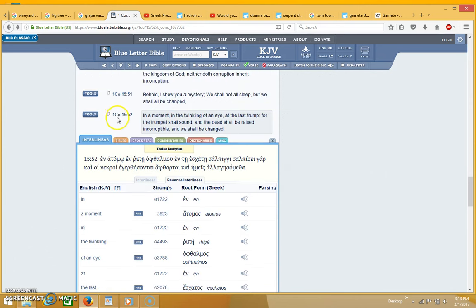Okay, so when you go back to 1 Corinthians 15:52, it says, in a moment, in an atom, in the casting or at the casting down of an eye, at the last trump, for the trumpet shall sound, and the dead shall be raised incorruptible, and we shall be changed. We'll be changed when the casting down of this eye takes place.